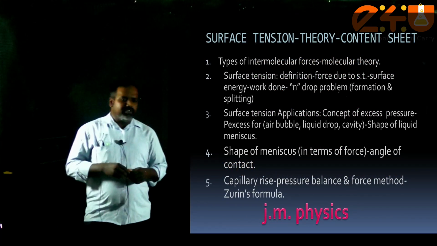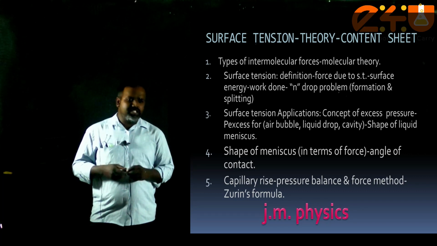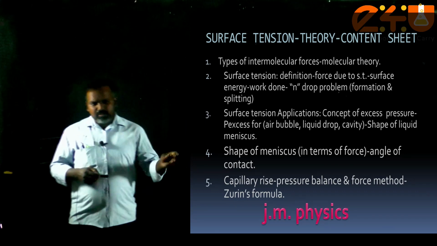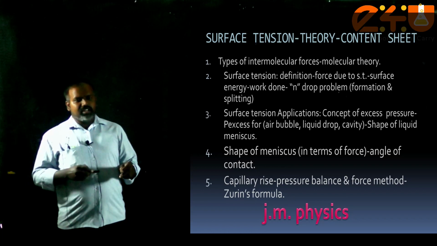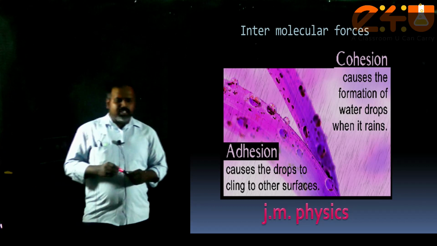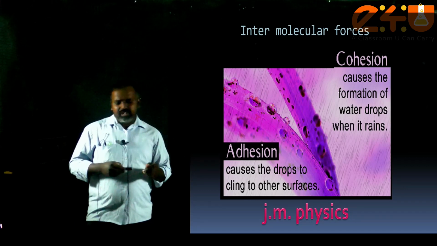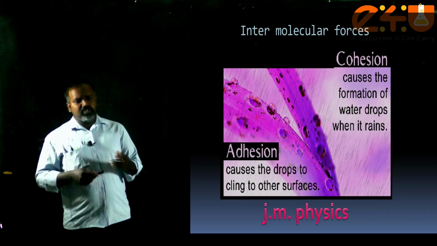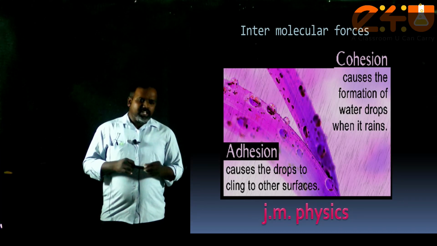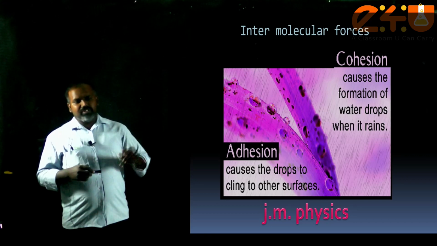Now this is the content sheet for today's theory part, the surface tension theory part content sheet. These are the contents we are going to discuss in order. First we are going to discuss the types of intermolecular forces. In properties of solids, we introduced the concept of interatomic and intermolecular forces, which is responsible for the different states of matter: solid, liquid, gases. I hope you watched that video and got the idea about that. Now please come for the discussion.